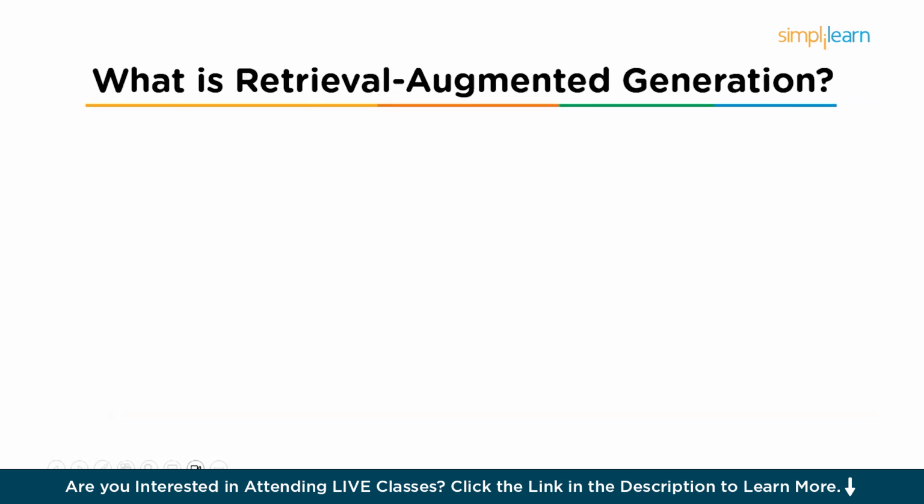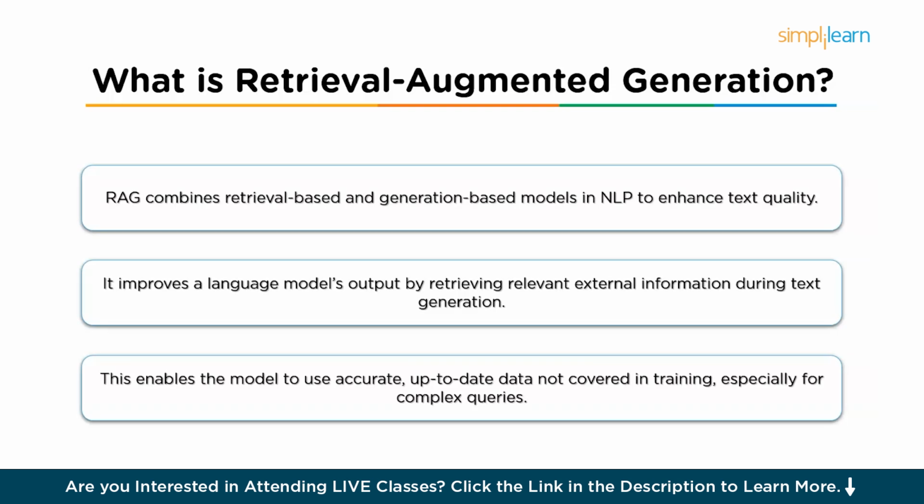Hi all, in this chapter we'll deal with how to make AI smarter with external knowledge. So for that, first we have to know what is RAG, or Retrieval Augmented Generation. RAG is a method in NLP that combines the capabilities of retrieval-based models and generation-based models to improve the quality of generated text.